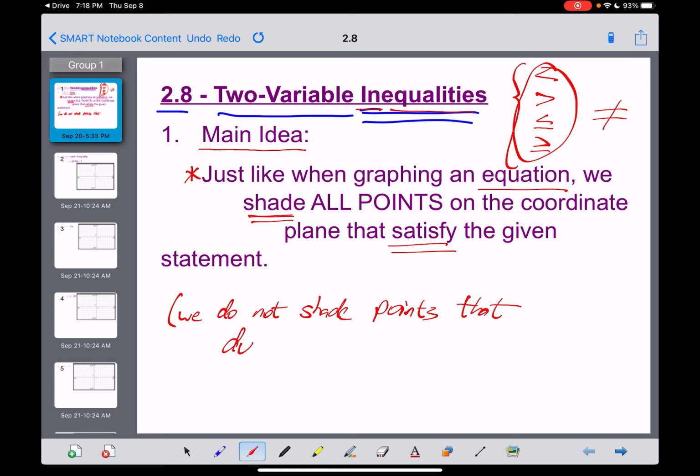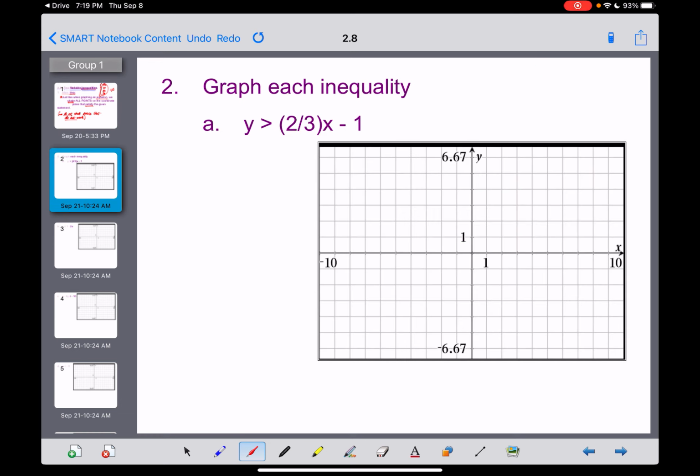It sounds obvious when you write it down right there. It seems like one of those statements where you go, yeah, why wouldn't anybody get that right? But it's probably helpful to write that out. We do not shade points that do not work. I'm not sure if that makes a whole lot of sense, but I'm going to come back to that idea in each of these examples that we're about to do. Now, with that in mind, guys, that's the only bit of new theory that we need to talk about in section 2.8. Let's work on our first example here.